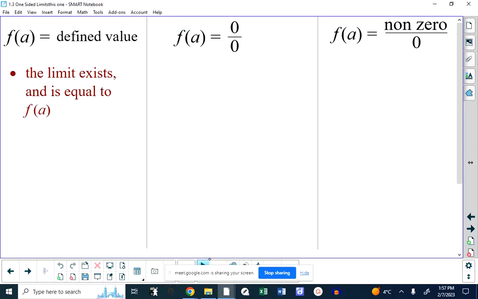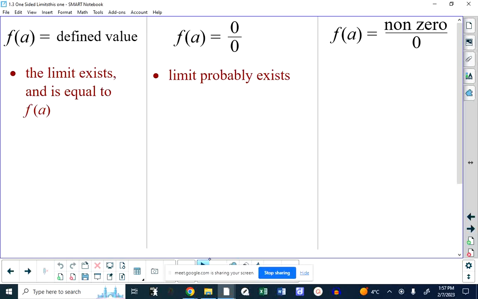So if f of a is defined, the limit exists and is equal to f of a. The other possibility is when you put in x equals a, you get 0 over 0. And notice that what I say here is the limit probably exists. It doesn't have to, but it probably exists.